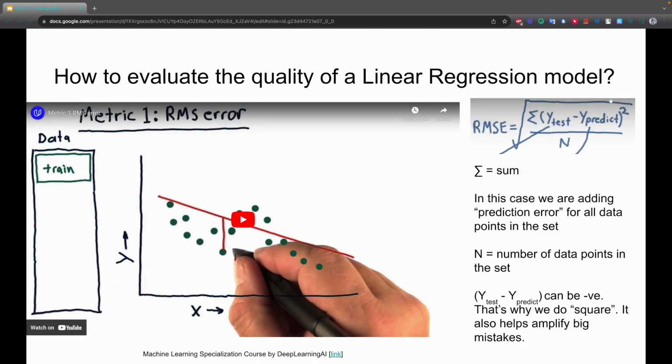This symbol represents summation. Here we are adding the square of all errors. And we square the errors because some errors can be negative.